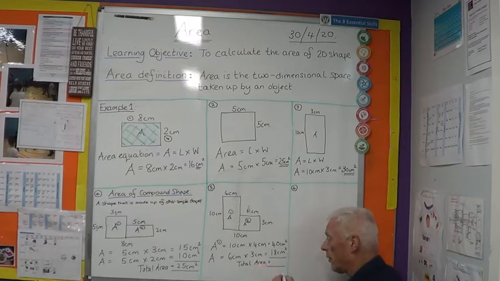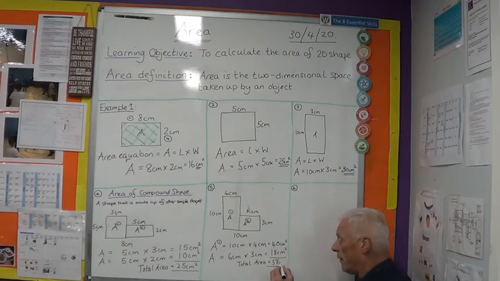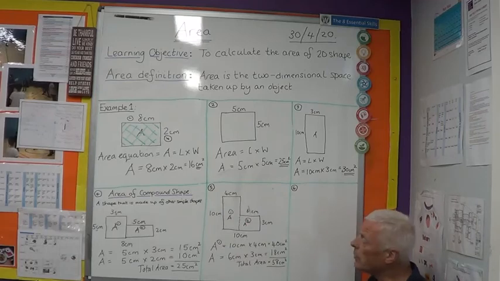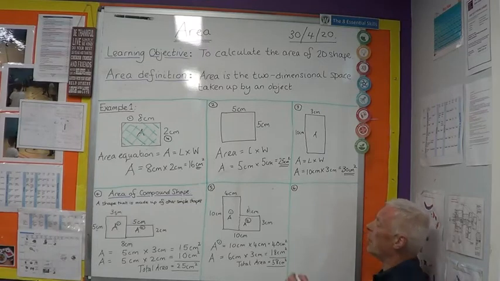You've got a total area, 8 plus 0, 8, 4 plus 1, 5. So the total area of that compound shape is 58 centimetres squared. Okay, last one.